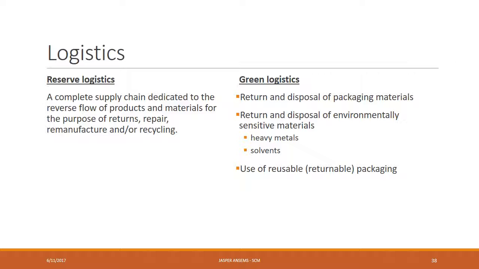So in logistics, you have reverse logistics, a complete supply chain dedicated to the reverse flow of products and materials for the purpose of returns, repair, remanufacture and or recycling. You also have green logistics, which is a return and disposal of packaging materials, return and disposal of environmentally sensitive materials, or the use of reusable packaging.